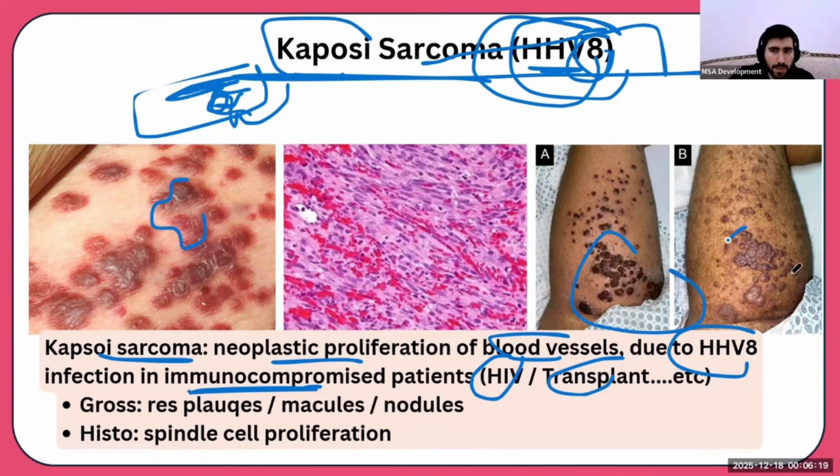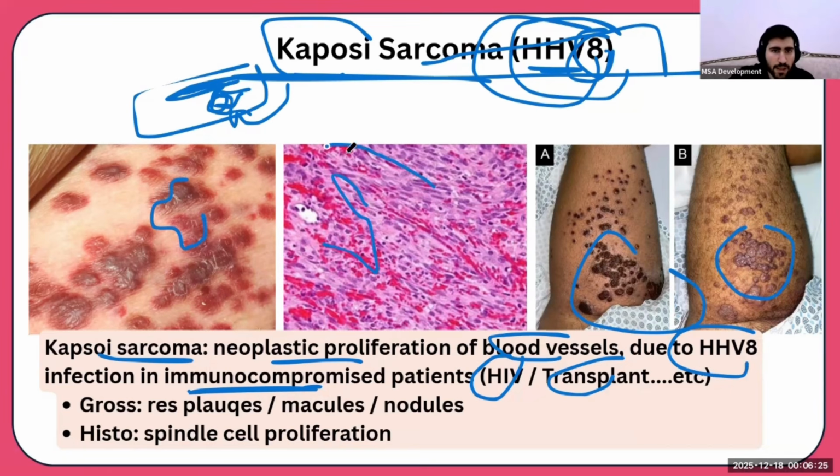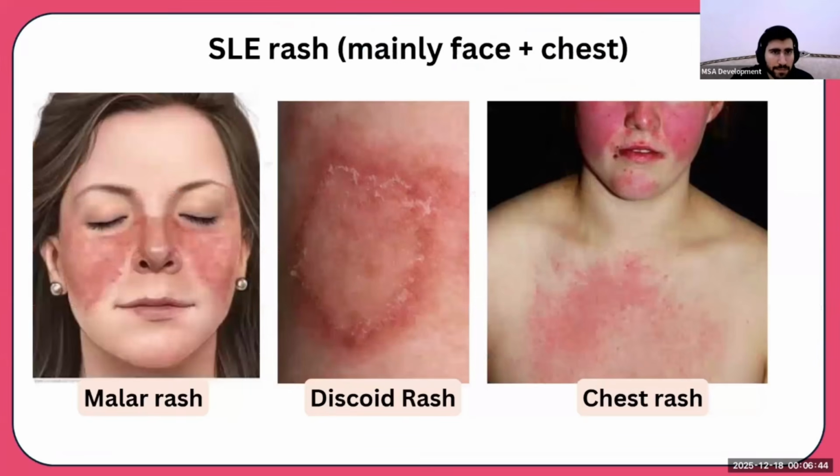This is the picture that came in my exam. And histology, it's spindle cell proliferation, meaning the blood vessels will proliferate like spindle cells. Memorize all this info. All of them were in the question. Kaposi sarcoma, neoplastic proliferation of blood vessels due to human herpes virus 8, HIV, and transplant patients. Grossly, red plaques, macules, nodules. Histology, spindle cell proliferation.